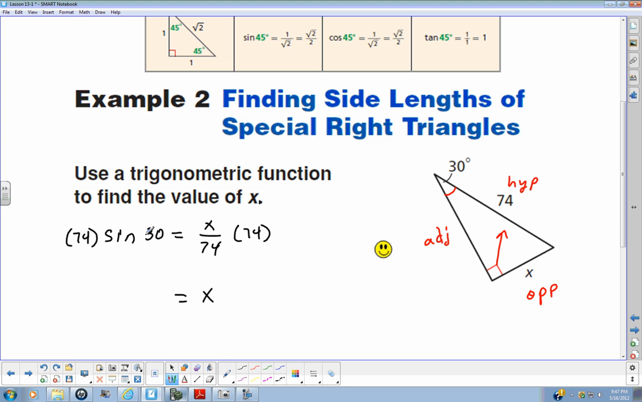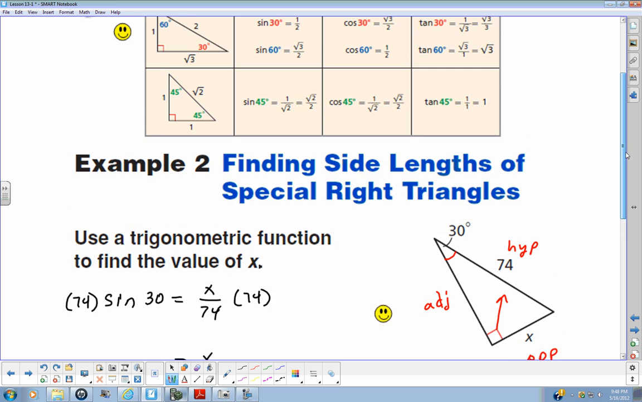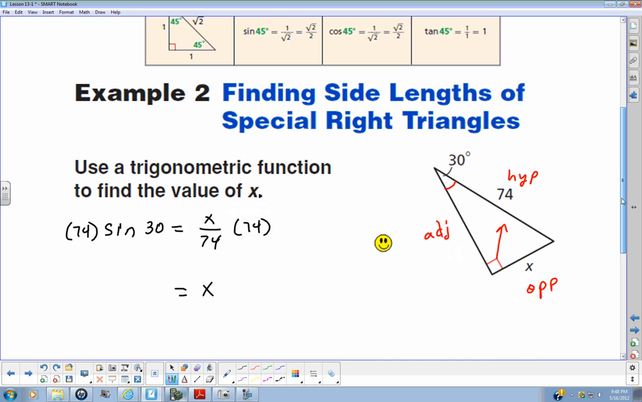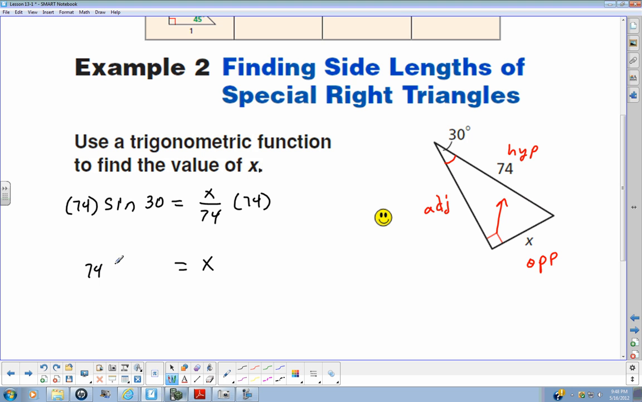Now, since it is a 30-degree angle, I can go up to this chart here, and sine of 30 degrees is right here, and it says that's equal to 1/2. So we'll do 74 times 1/2. So x equals 37. And if it's units, make sure you have units in your answer also. So once again, we figure out what we know: we know the 30-degree angle, we know the opposite side is x, and the hypotenuse is 74. So we plug them into the correct trig function and go from there and solve it.